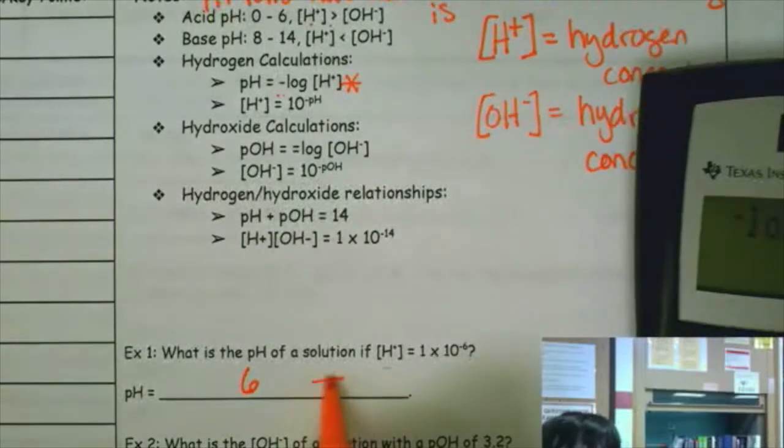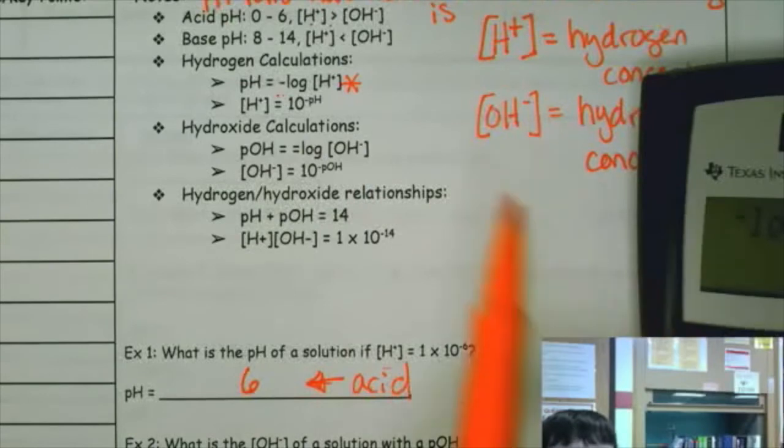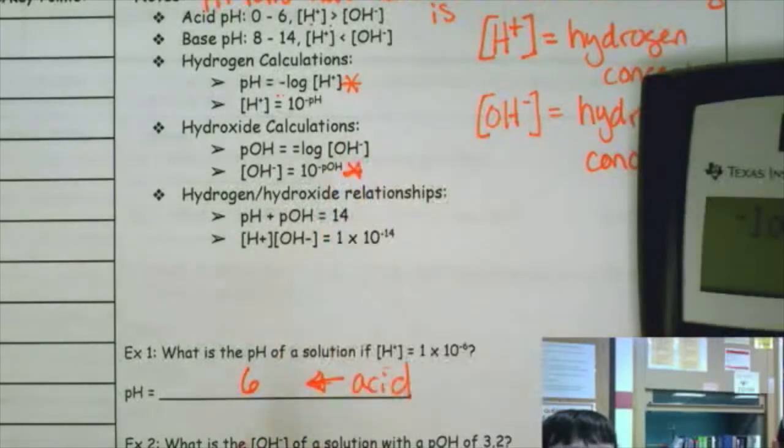Okay, well that was pretty simple, right? Yeah. Now let's go kind of the other way. We want to know what the OH concentration of a solution is with a pOH of 3.2. So we are going to use that formula right there. So we're kind of going the other way.